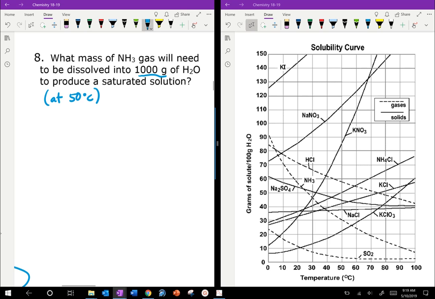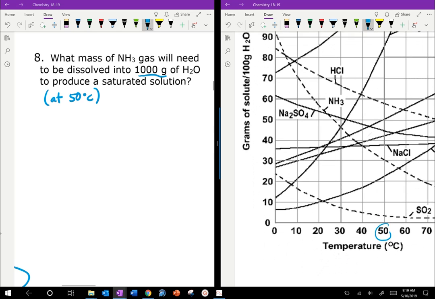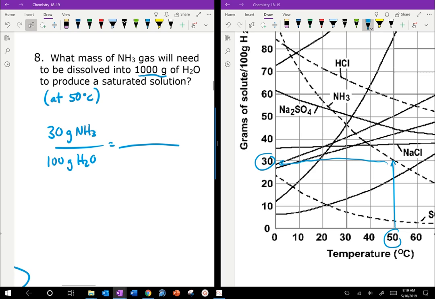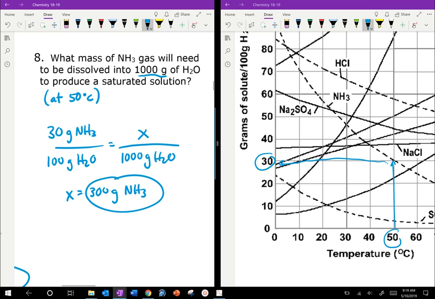It comes right down through the screen. At 50 degrees, that would be, let's see, up to here and over to here. That puts me at 30 grams. So for our story, that'd be 30 grams of NH3 in 100 grams of water. And they want us to get to 1,000 grams of water. Well, that's times 10, right? So X would be 300 grams needed. 300 grams of ammonia to prepare a 10 times the normal batch solution of ammonia at this temperature.